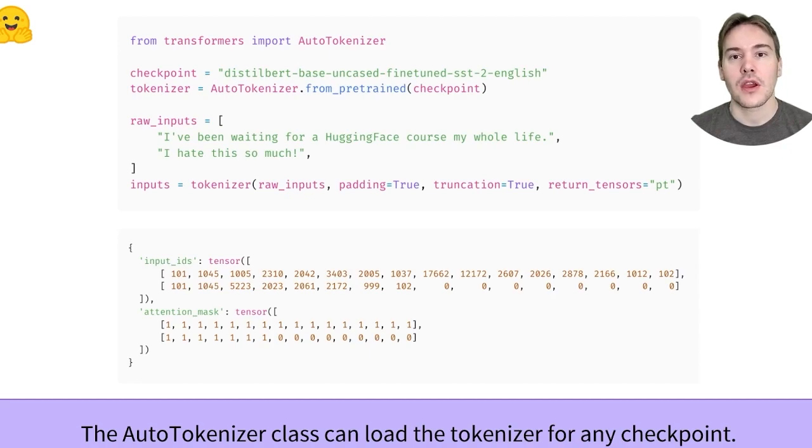Looking at the result, we see we have a dictionary with 2 keys. Input IDs contains the IDs of both sentences, with 0 where the padding is applied. The second key, attention mask, indicates where padding has been applied, so the model does not pay attention to it. This is all that is inside the tokenization step.